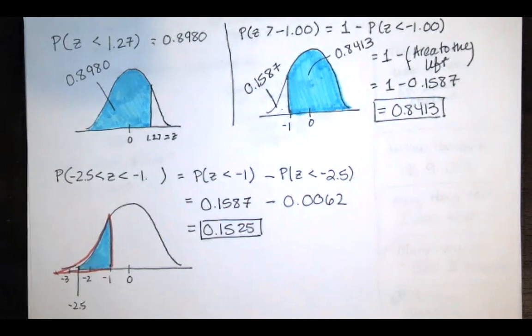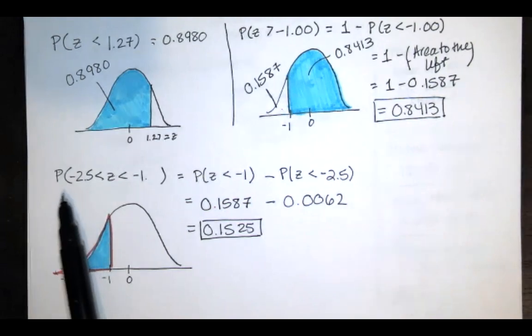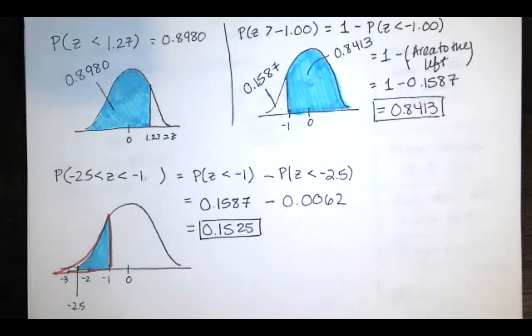And because those Z values correspond to bone density test scores, and bone density test scores in this range indicate osteopenia, then this is the probability that a randomly selected person will have evidence of osteopenia based on that test score. So there's a 15.25% chance that a randomly selected person will have a score in this range.